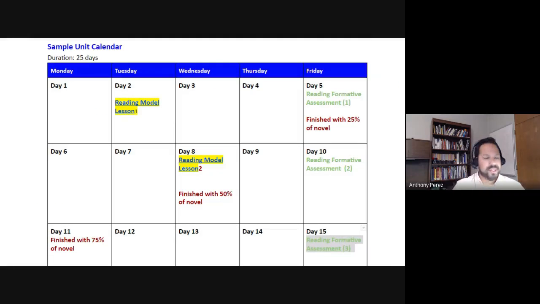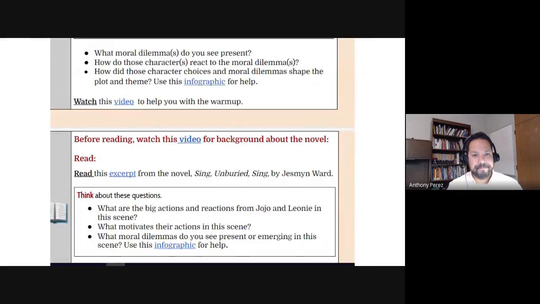All right, this is a sample unit calendar. You've got 25 days, so you do the model lesson early, at least the first one, and then if the kids are doing lit circles by day 5, they're probably about 25% done with their novel, and this is when you do your formative assessment. You'd have taught here, a chance to catch kids up, and then this is when you would actually assess them on the thing that you taught. Obviously, this calendar is just an example. Feel free to move these things around as much as you need to for your PLC and your students.